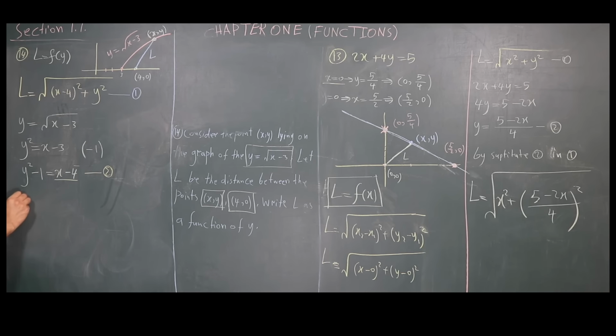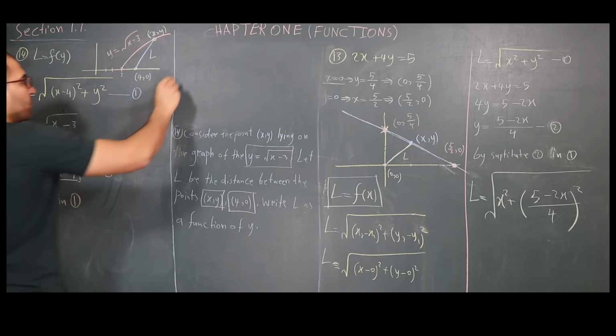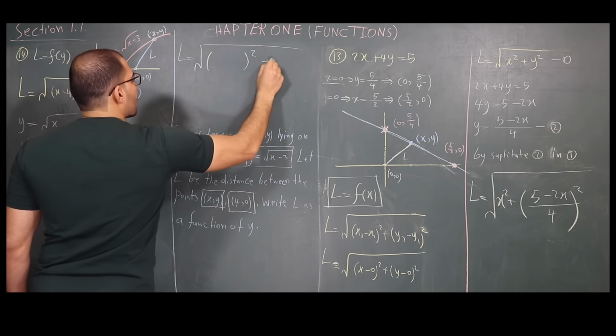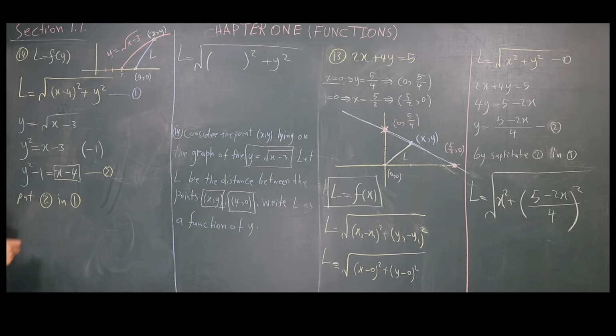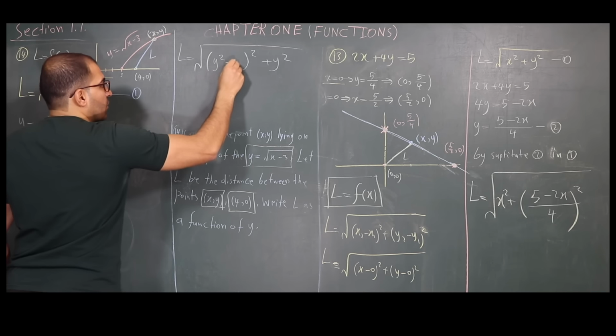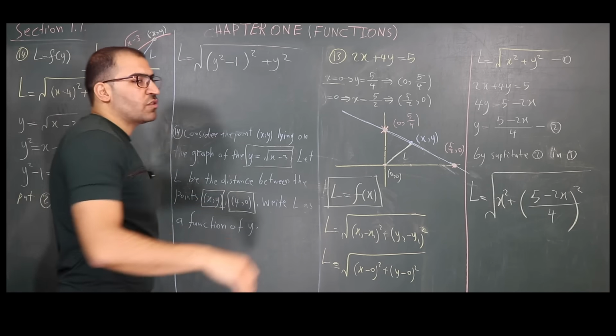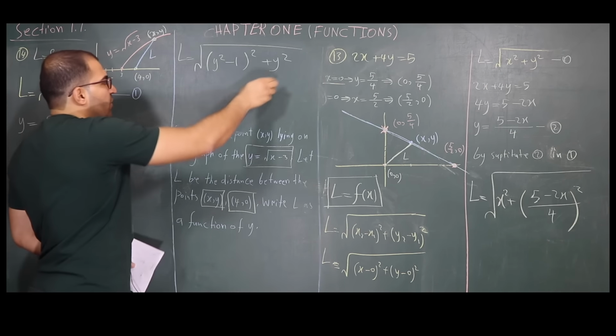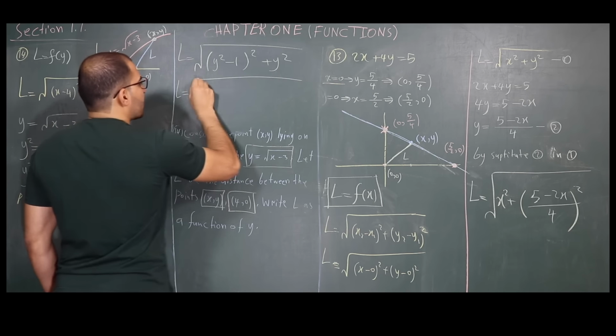So put 2 in 1. The result will be, I'm going to substitute instead of x minus 4 inside these brackets, y squared minus 1, and the result will be L equal to the square root of (y squared minus 1) all squared plus y squared. You don't need to simplify it, but if you want to simplify it and make it easier as one polynomial inside, it's okay, and I can just do it for you in one step.